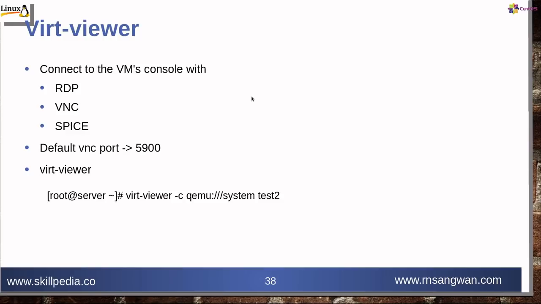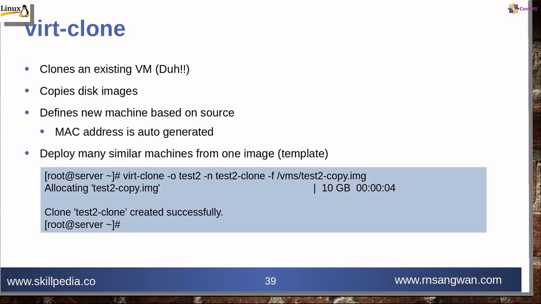So this is virt viewer. Using virt-viewer -c qemu:///system and then the machine name. Virt-clone can be used to clone an existing virtual machine. It copies the disk images and defines a new machine based on the source; the MAC address is auto generated.